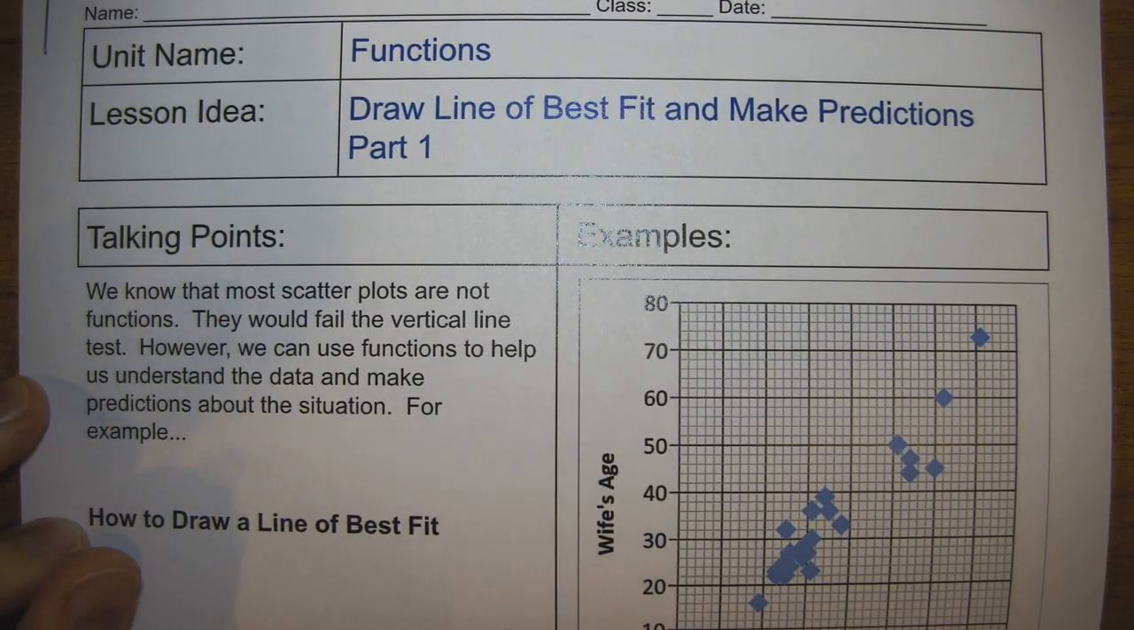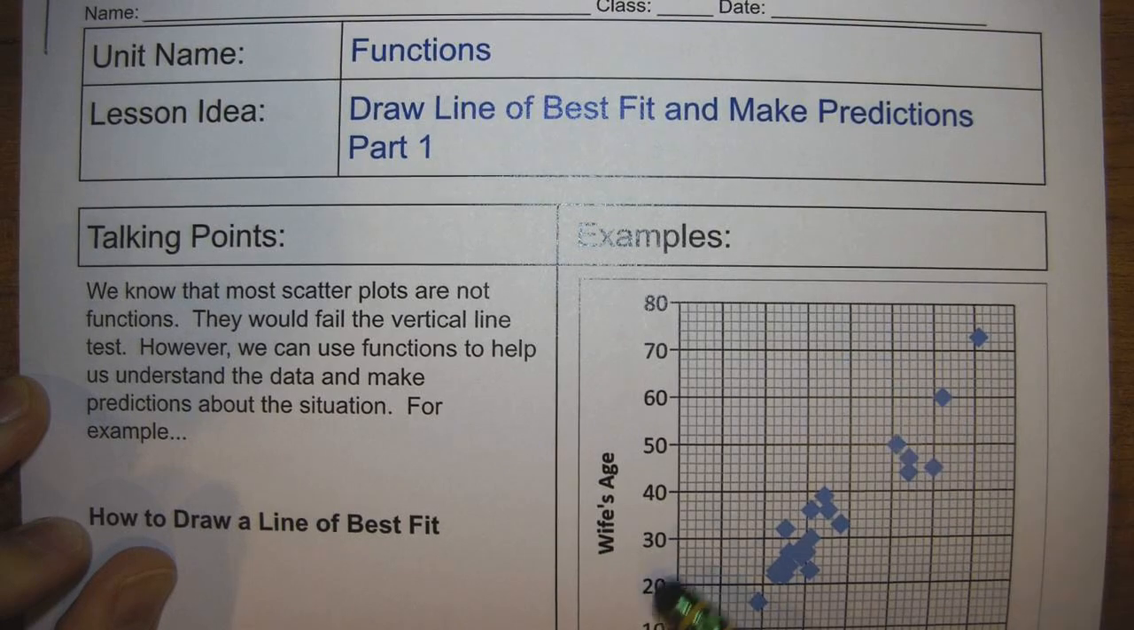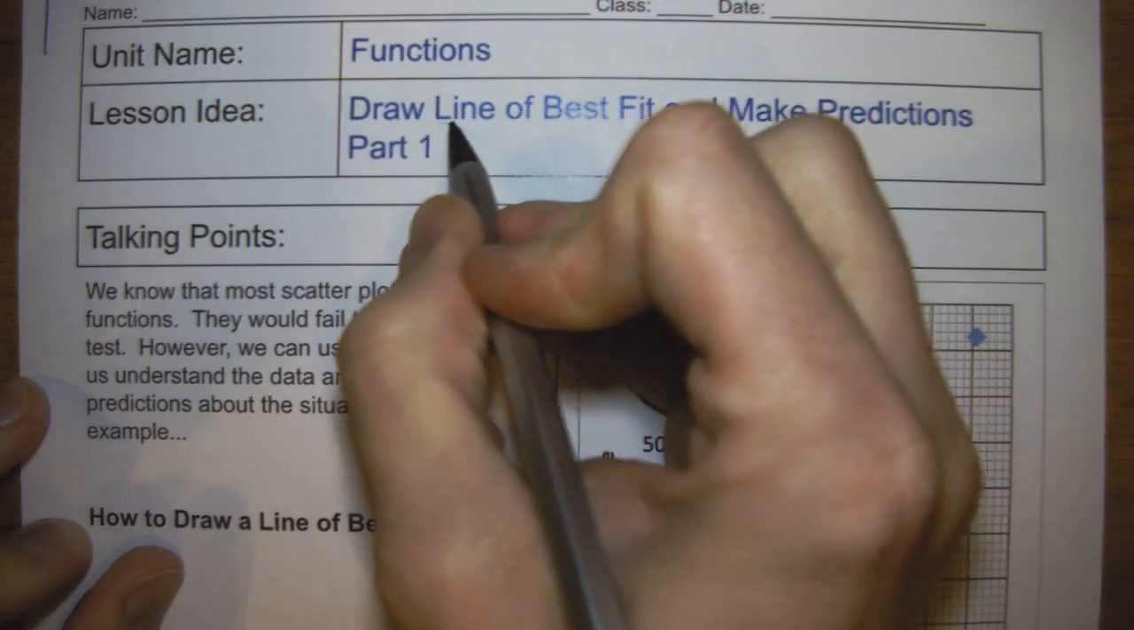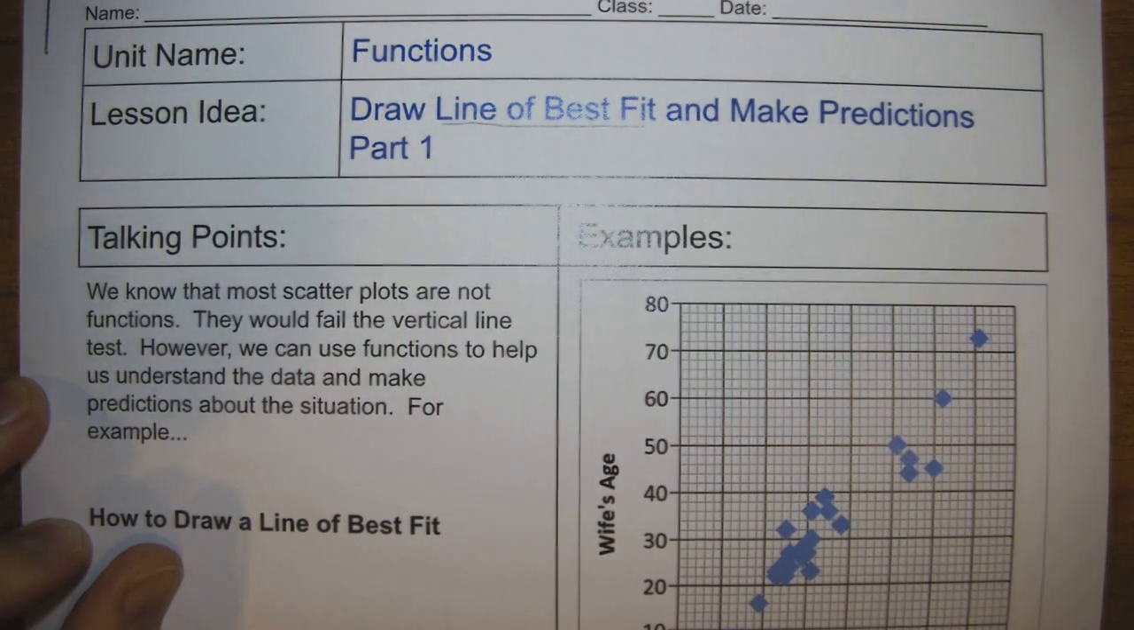We are looking at scatter plots again, but today we're going to do something a little bit different. Earlier we were talking about how do we graph them, how do we read them. Today we're going to start with them already pre-made, and eventually we'll get to the point where we'll start making them again. But for now we're going to start with them pre-made, and what we're going to do is create what's called a line of best fit.